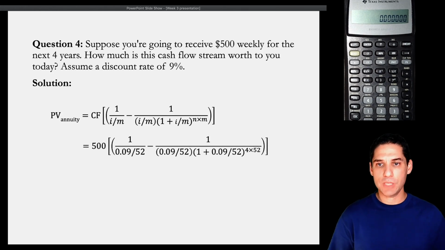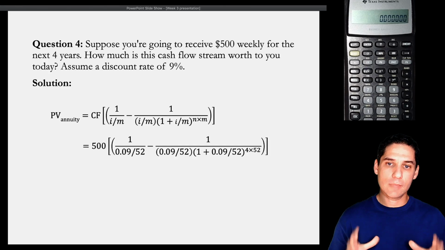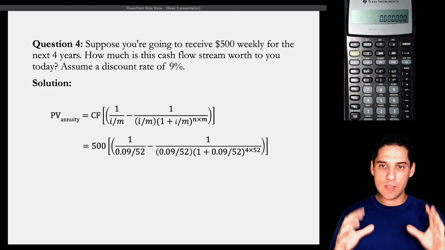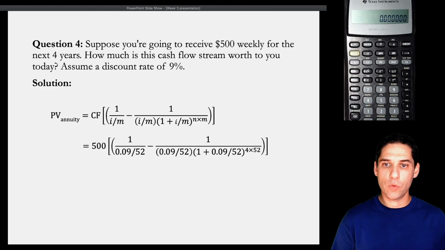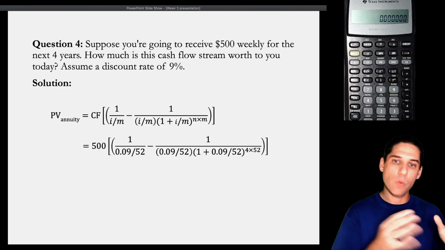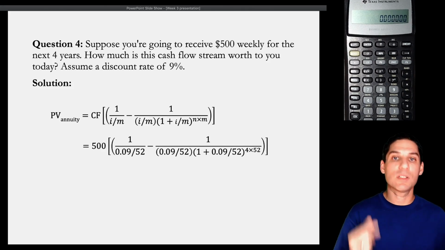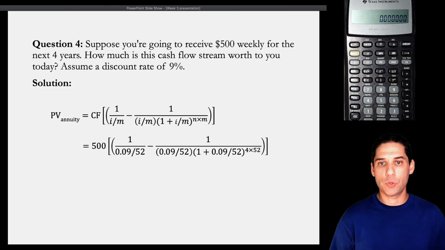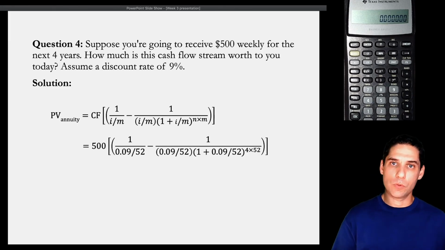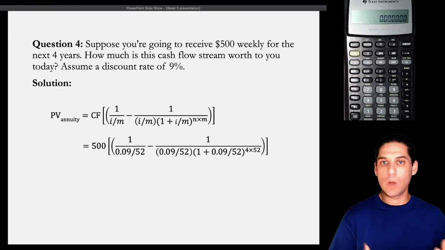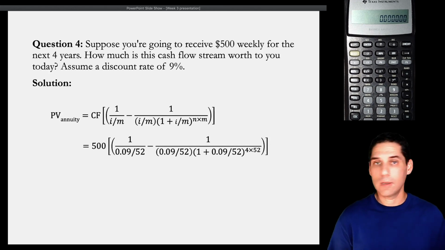CF is 500, each cash flow. Then there are 2 terms inside the parentheses. The first one is 1 divided by I over m. So we plug in 0.09 for I and 52 for m, minus 1 over, again, I over m times 1 plus I over m raised to 4 times 52, n times m. Right? So 4 times 52, that's 208 weekly cash flows of $500 that we are expecting to receive. So what is the value? How much would we be willing to pay for this thing that will generate these cash flows for us?